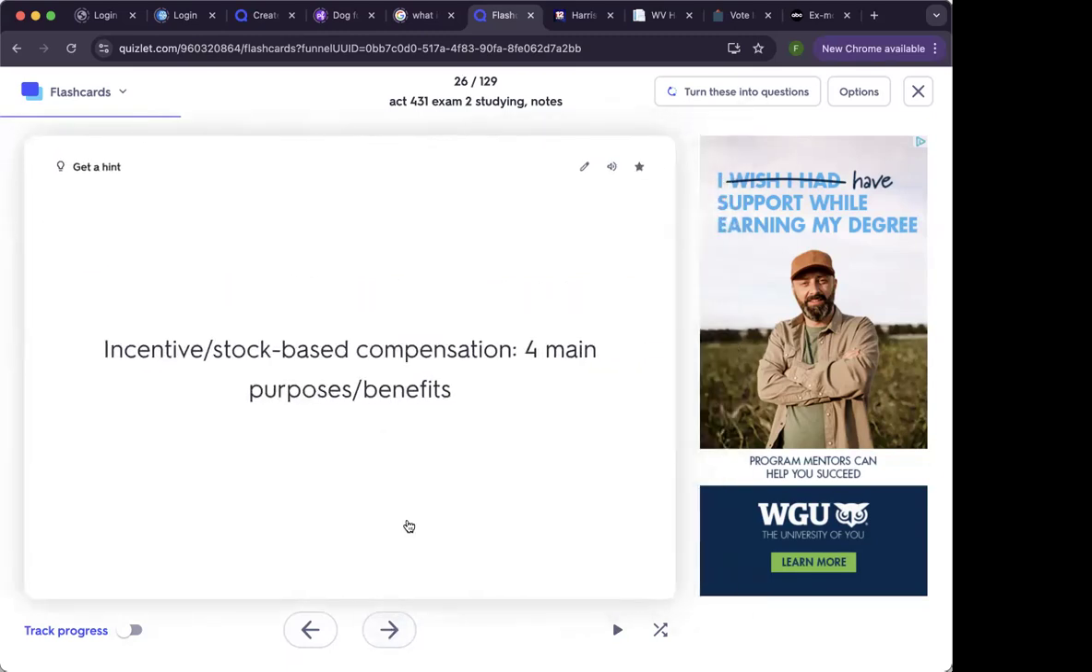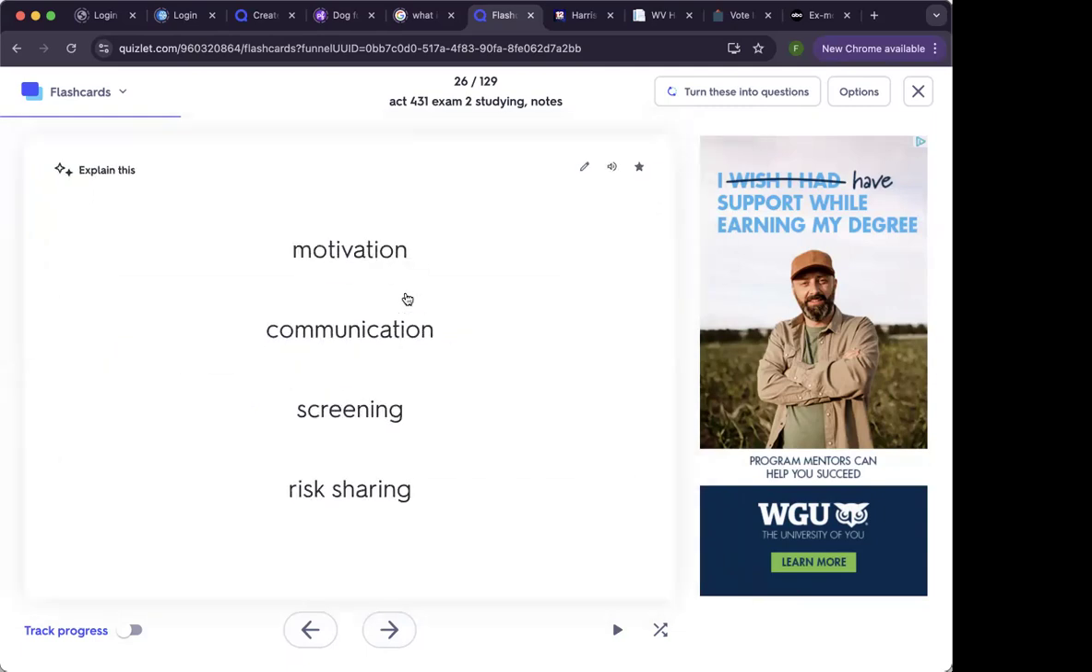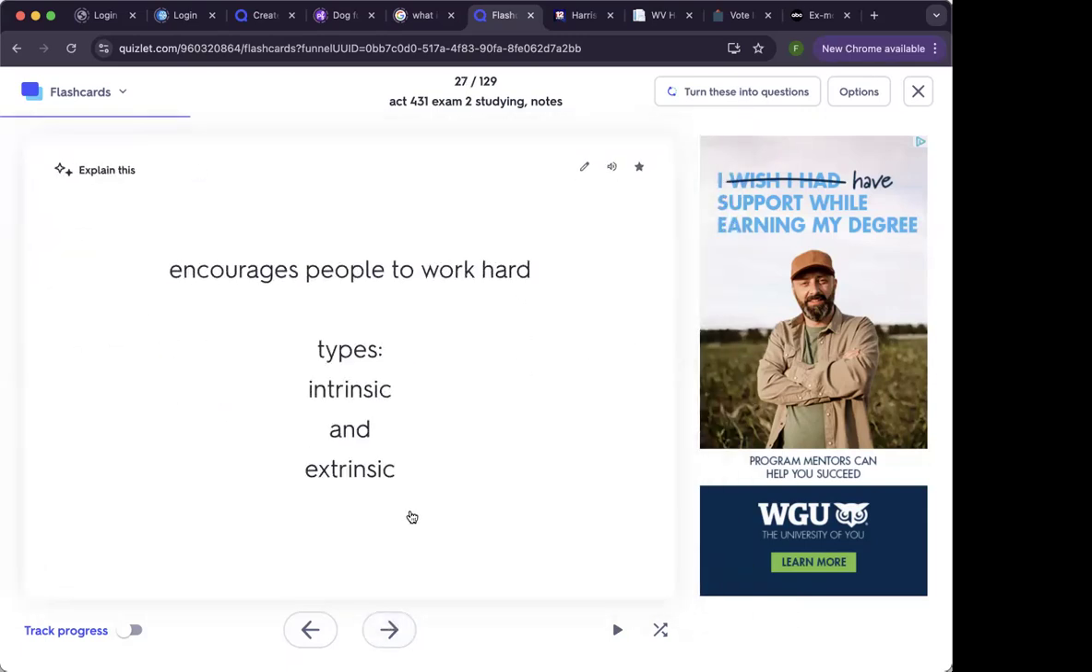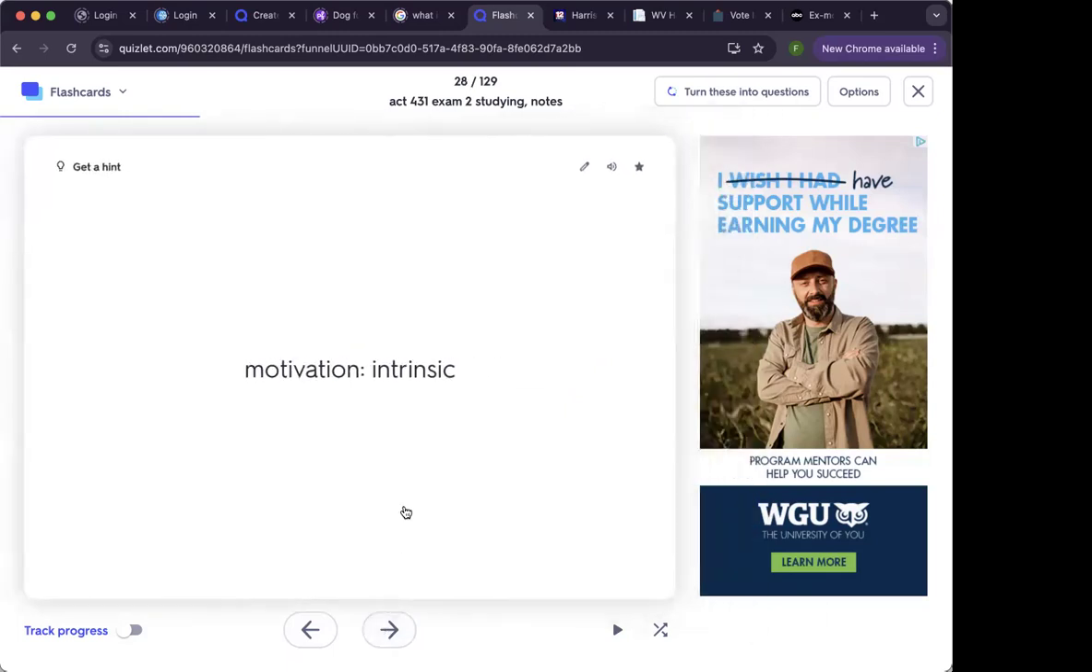Incentive stock-based compensation, four main purposes and benefits. Motivation, communication, screening, risk sharing. Motivation here means encouraging people to work hard. There's two types, intrinsic and extrinsic. Intrinsic motivation comes from inside, like the ooey gooey. I like to read because reading's fun. Or I like to be nice because being nice is just the nice thing to do.